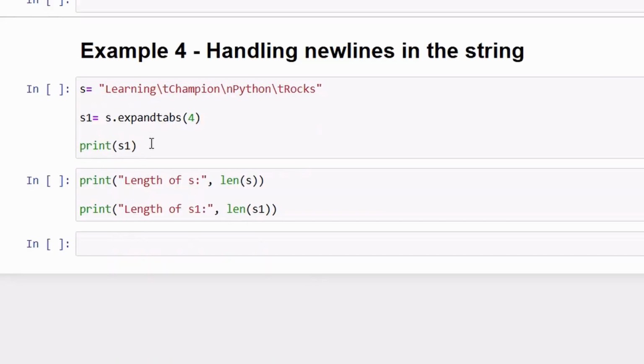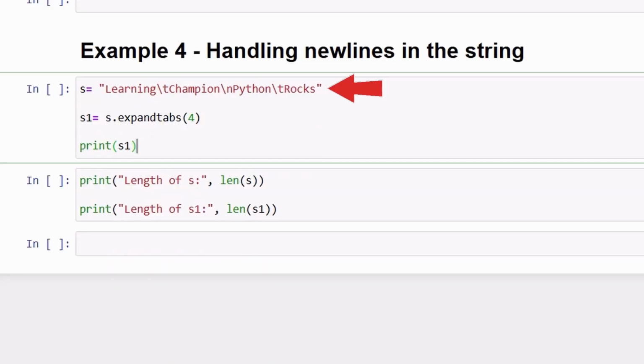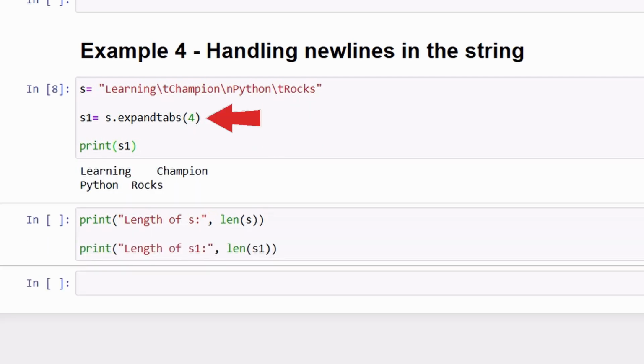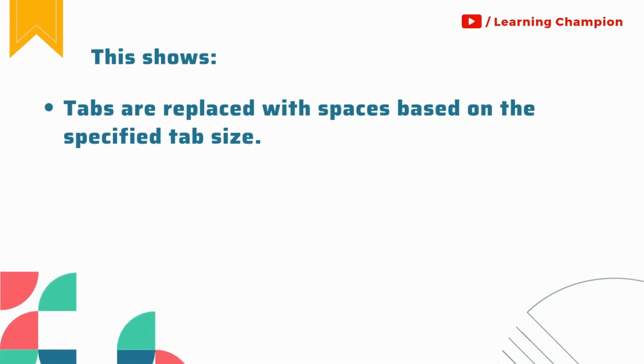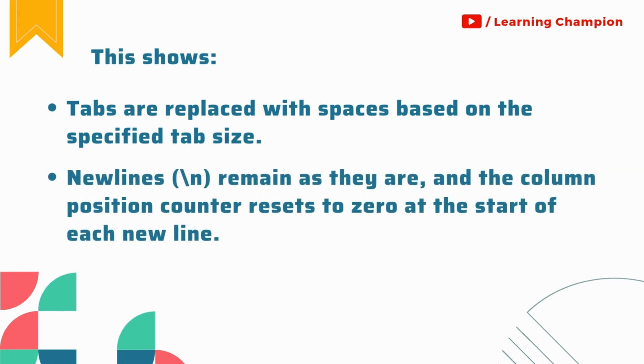The next example is handling new lines in the string. We have a string split over 2 lines with a new line character between them. Learning and champion are on the first line separated by a tab, and Python and rocks are on the second line, also separated by a tab. When we call the expandtabs method on it, Python replaces each tab with 4 spaces but leaves the new line character unchanged. This demonstrates that tabs are replaced with spaces based on the specified tab size, new lines remain as they are, and the column position counter resets to 0 at the start of each new line.